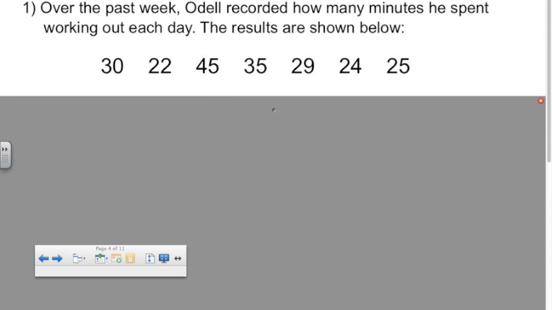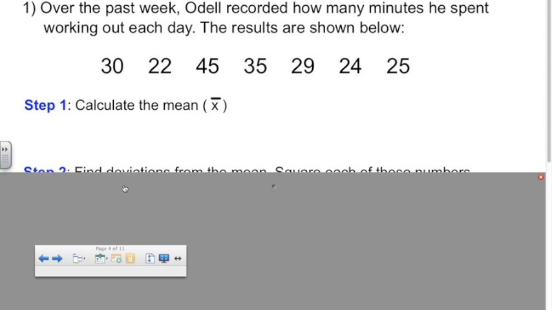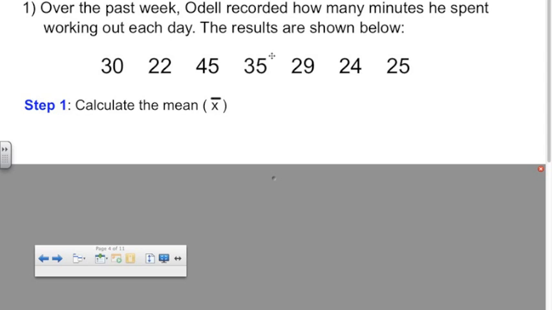With standard deviation, it's a very step-by-step process. So we're going to get started with step 1. We're looking at Odell and how many minutes he spends working out each day. Okay. The first thing that we're going to do, like we usually do with most statistical questions, we're going to figure out the mean.